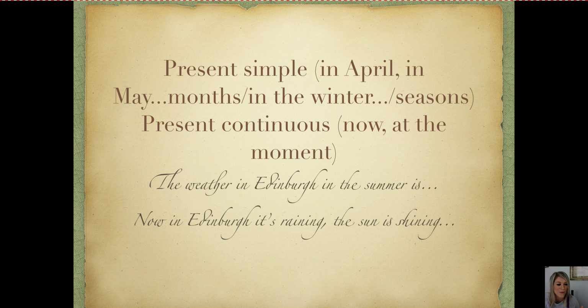So that's January, February, March, April, May, June, July, August, September, October, November, and December. And the weather in Edinburgh in the summer is... So let's revise the 4 seasons. So that's, can you see it?